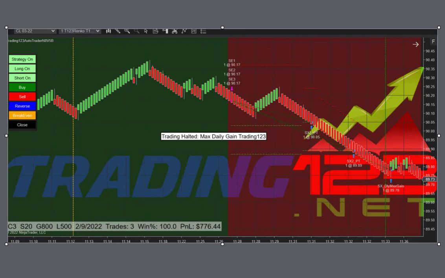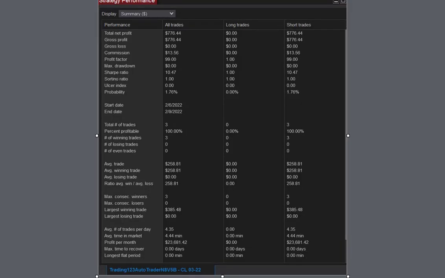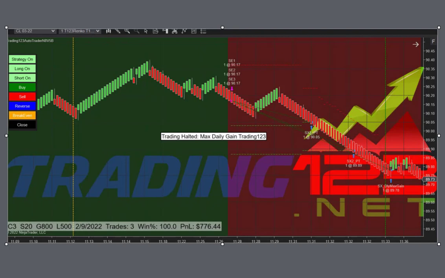And this is our third trade on crude oil. And here's the strategy performance for this trade. 776.44, commission 13.56, made 3 trades, 100% winners, and potential profits per month over 23K on a 30-day basis. So that's how the Trading123 AutoTrader works.